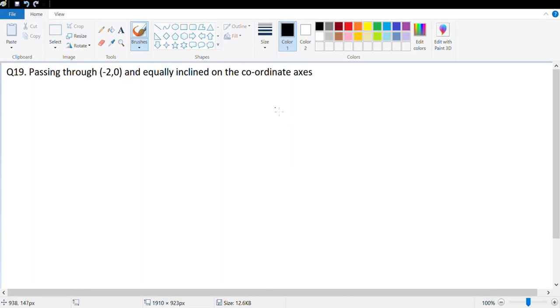The next question that we'll do is question number 19. Question number 19 says, find the equation of a line passing through negative 2, 0 and equally inclined to the coordinate axes. So before we do this question, let's try and draw a rough diagram and see what we are talking about. This is my coordinate axis, this is x, this is y, and let's see what's given. This is passing through negative 2, 0. So it is passing through this point negative 2, 0, and it is equally inclined, which means it makes an angle of 45 degrees, because equally inclined would mean 45 degrees with both the axes. So let's say the line is this one.